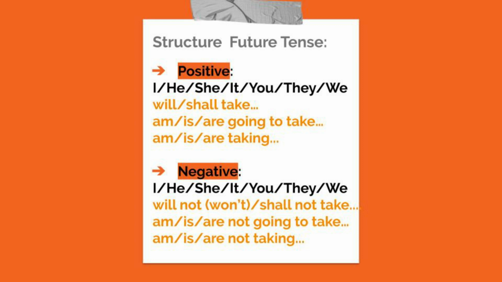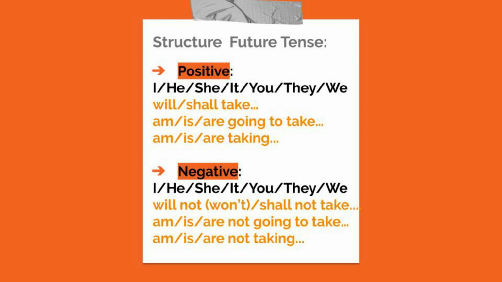Now let us look at the negative sentences. You get the same thing, except that you are just adding not in your negative sentences. So I will not take it. He, she, it, you, they, we will not or shall not take it. Okay. Now here there's no difference. The basic future tense, when you're using will or shall, does not change according to the pronouns.